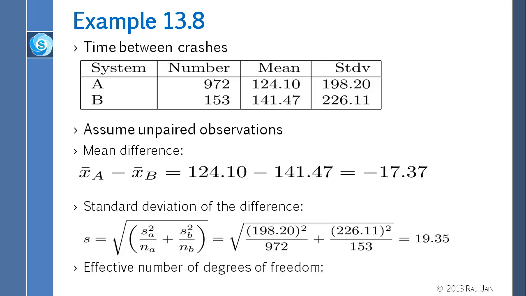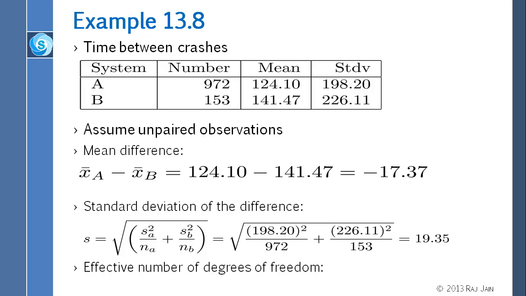All right, so let's see this. Time between crashes. We had 972 observations. The mean time between crashes was 124, and the standard deviation was 198. On system B, 153 observations. So here is an example of a workload which is different, and you are asking, can you compare different workloads? So here is the example. System A crashes 972 times. System B crashed 153 times.